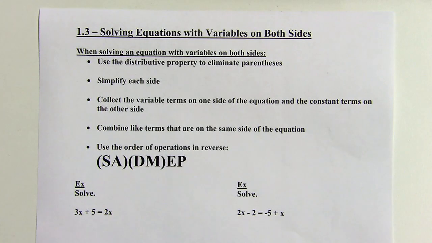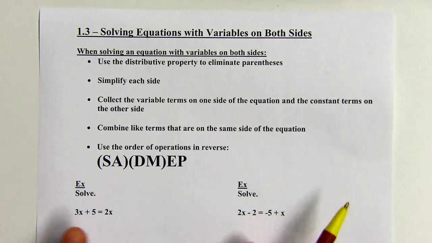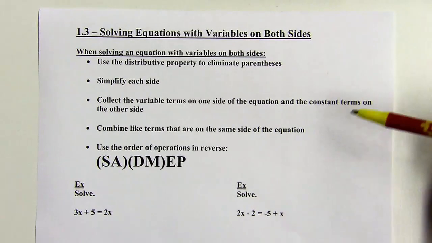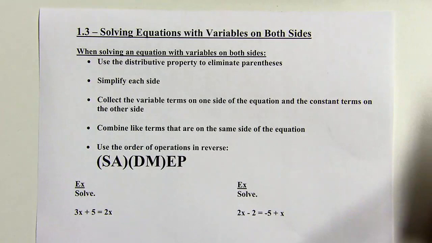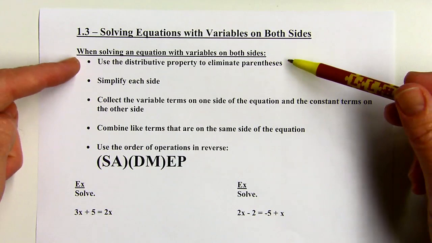Okay, 1.3 is called solving equations with variables on both sides. So these equations have the x's on both sides of the equation, and here are some steps that you can go through to solve these. So first of all, solving means finding the x value that works in these equations, that balances out the equation on both sides. Okay, so if there are any parentheses, you'd want to eliminate those first by distributing.